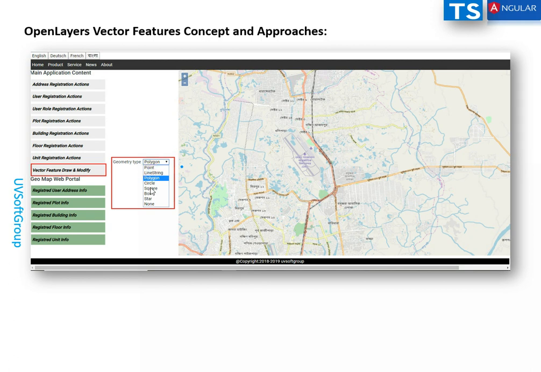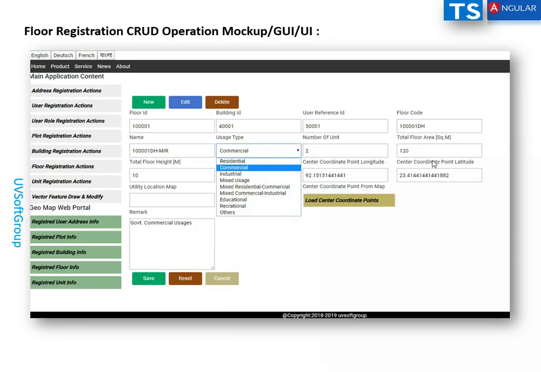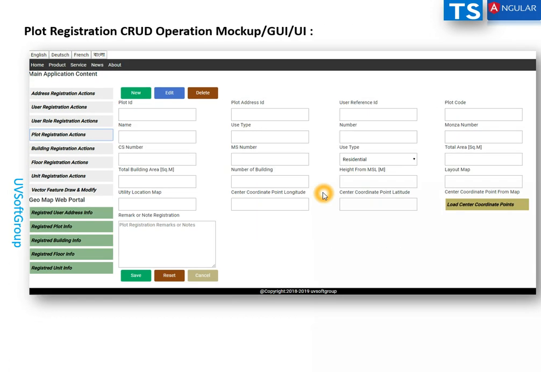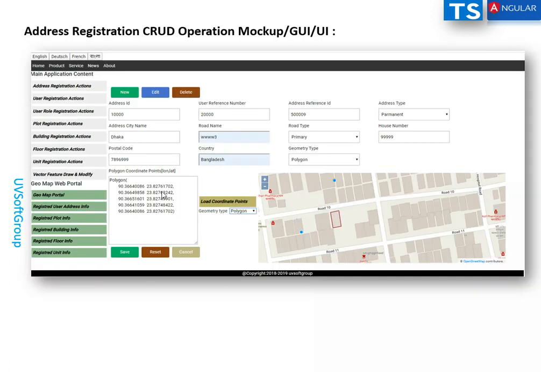So you select the respective geometry, and then you can automatically draw your geometry on the maps. And when your drawing is done, you can just pass your coordinate points to the respective form. That's what I explain here. This is one of the examples. You just click, click, click, click, and then you click done.